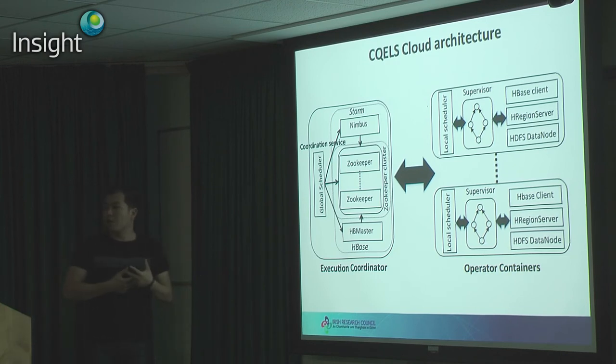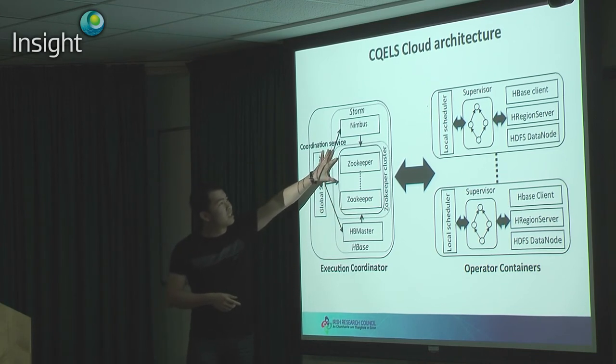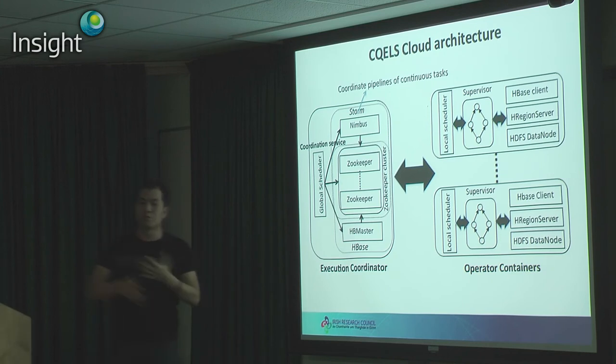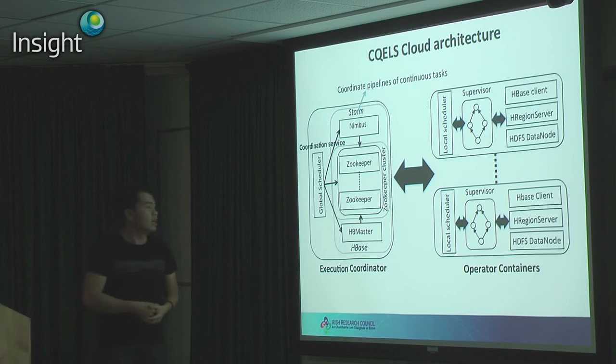I don't know how many of you know HBase here? Storm? Okay, this one doesn't know Storm. Storm is a platform built on Zookeeper that helps you run continuous tasks, where you submit the topology of the processing pipeline that will run continuously. And HBase is the way we parallelize the I/O, since we can use their API.